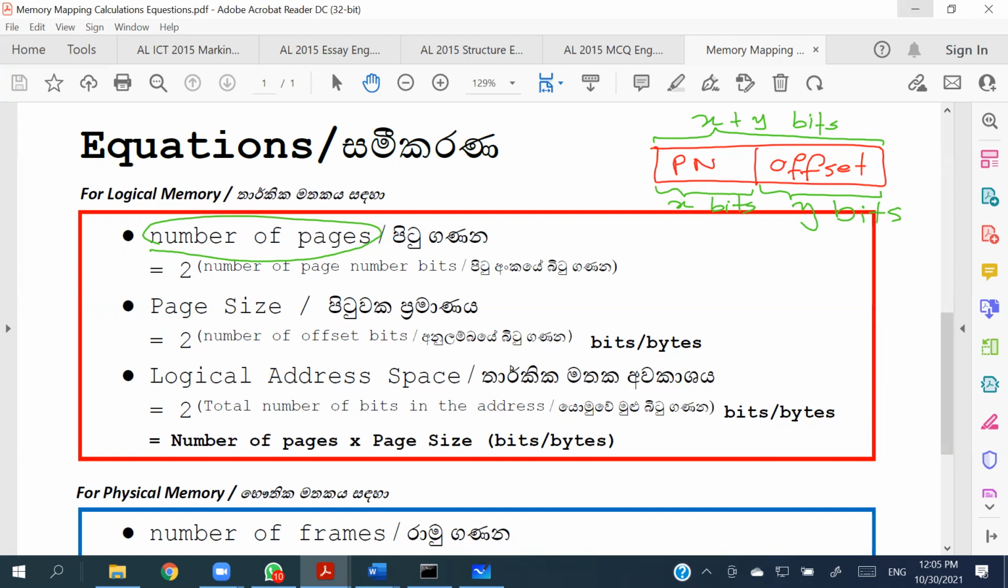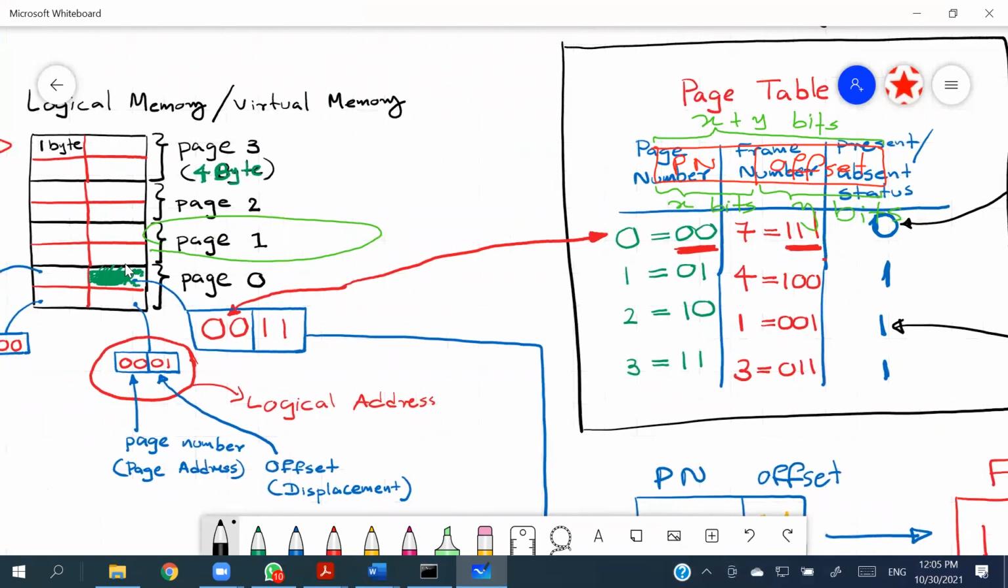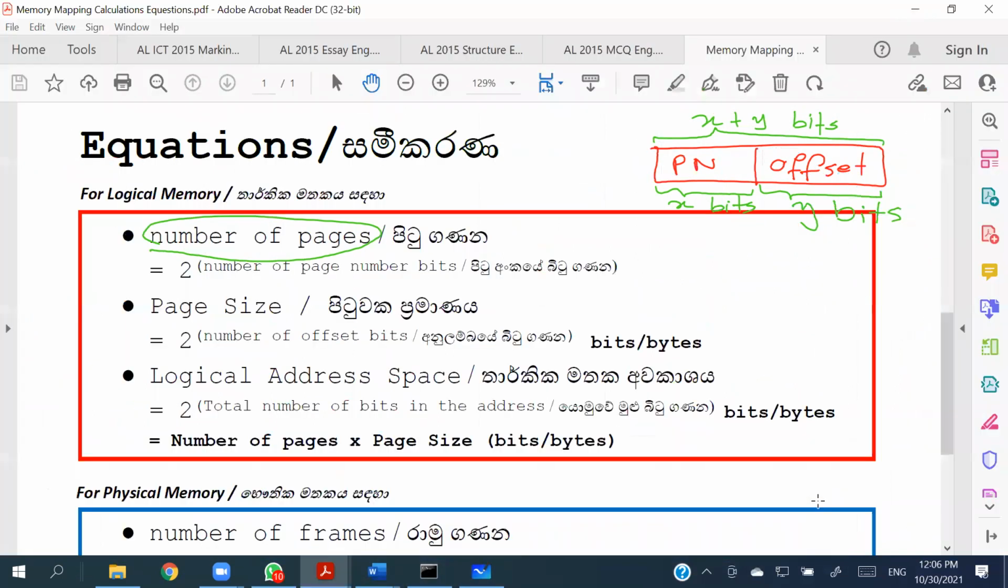And if you want to figure out the page size, the size of the page, now in our example, the diagram we drew, our page size was 4 bits. There were 4 bits in one single page. Page 0 has 4, page 1 has 4. So the page size is identical. So one page has 4 bits. So likewise, if you want to calculate the size of this page, we can calculate it by taking the offset bits as a 2 to the power. Once you take the offset bits, that means these Y bits, as 2 to the power, you get the size of the page.